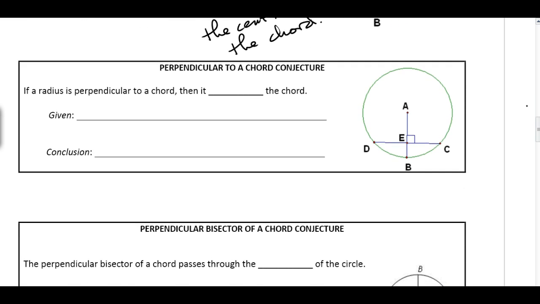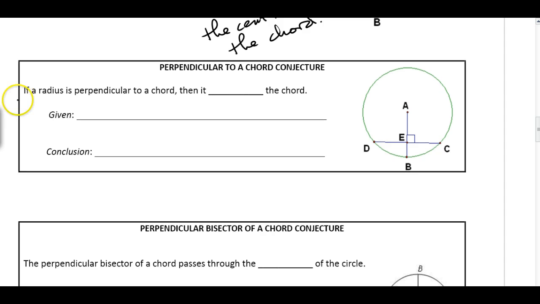Alright, so we have the perpendicular to a chord conjecture. If a radius is perpendicular to a chord, then, so if I have this radius, AB, and it's perpendicular to the chord, well, what do you think it does to the chord? It looks like it may divide it in half, and in fact it does. Then it bisects the chord.